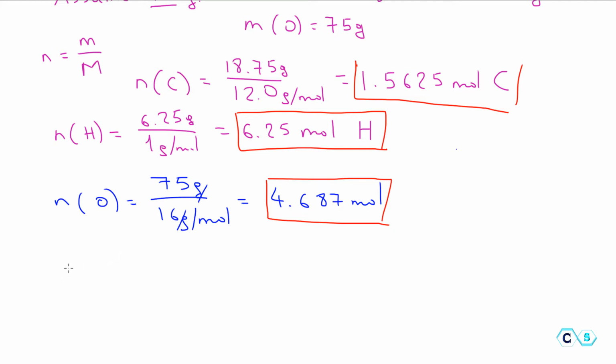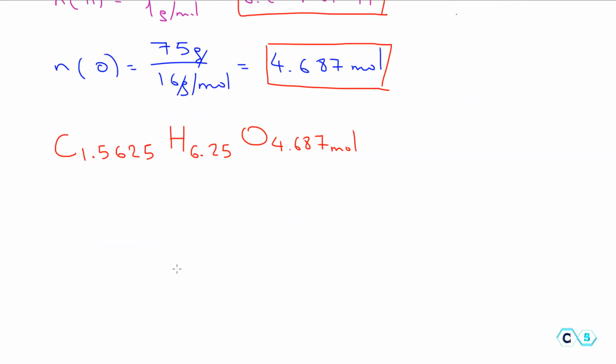So let's put them in order. Let's write down carbon, and I'm going to write down that the carbon is 1.5625 moles. Hydrogen is 6.25 moles, and oxygen is 4.8687 moles. So this is now a formula.